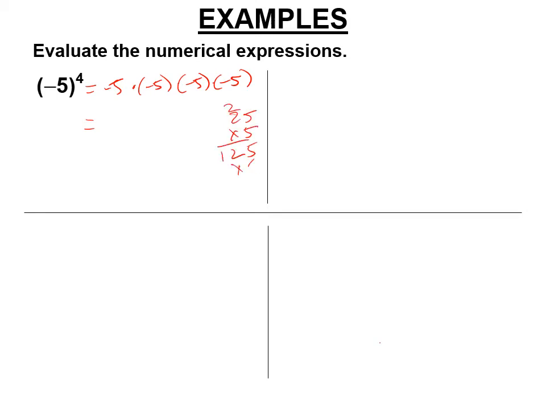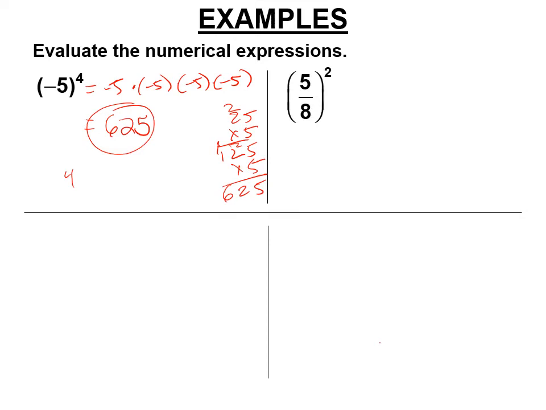Now we have to go times 5 again. 5 times 5 is 25. 5 times 2 is 10, plus 2 is 12. 5 times 1 is 5, plus 1 is 6, and this is positive 625. Okay. But if you wrote this, it would be negative 625, and you hardly ever want to do that.